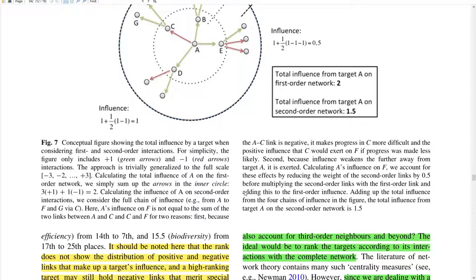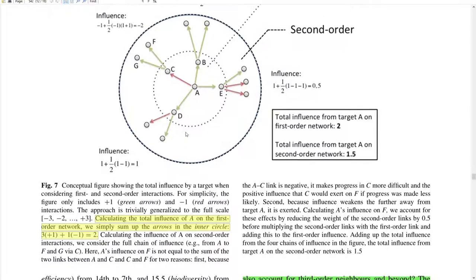How is that calculated? Calculating the total influence of A on the first order network, we simply sum up the arrows in the inner circle. Plus 1, plus 1, plus 1, that's plus 3, and we have a negative 1, that's 2. That's the total influence target A has on the first order network. How do we do it for the second order network?